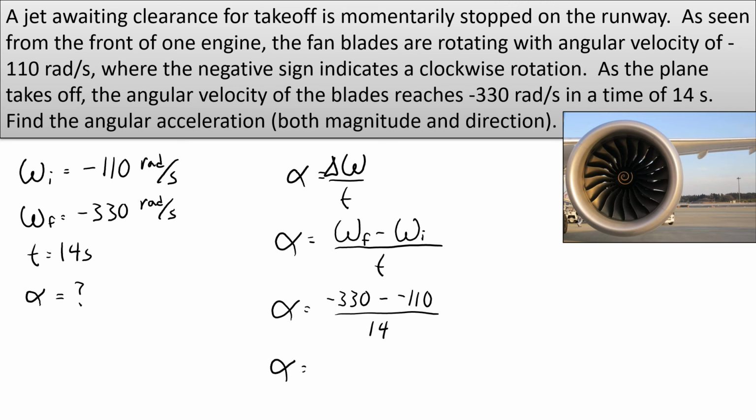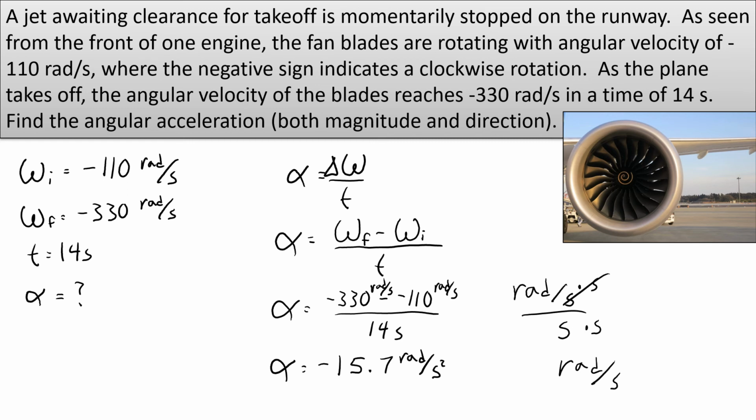And then you get negative 15.7. And then what are the units for angular acceleration? It's going to be radians per second squared, just like that. Because this is a rad per second, this is a rad per second, this is a second, so you get a radian per second divided by seconds, which turns into a radian per second squared.